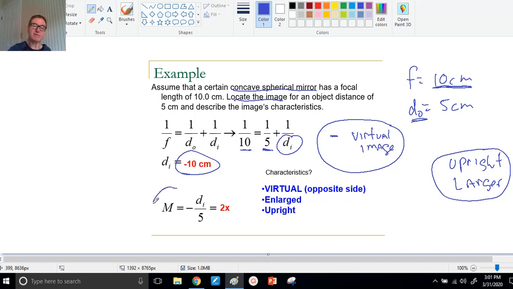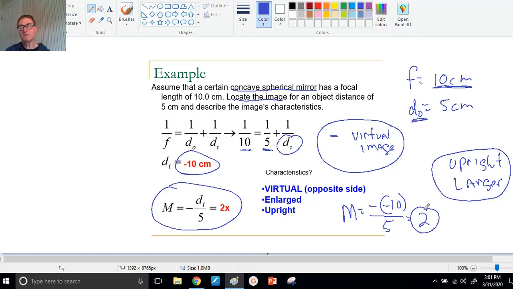Now let's see what we can get from the magnification. So m is negative di over 5. So m is going to be negative negative 10 divided by 5, which is 2. So it's a positive 2. Positive 2 means it's going to be a larger image, because that's the magnification of it. It's positive, which means it's going to be upright, and that's exactly what we predicted, and that's what we got.